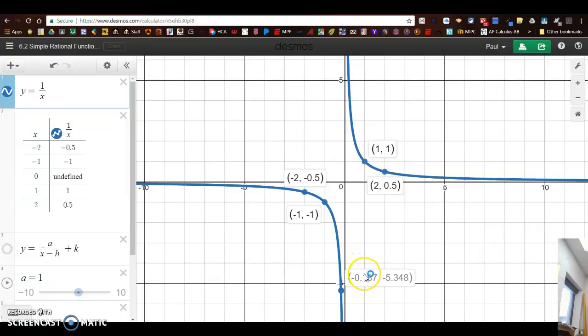So remember, I can't plug in 0, but I can plug in anything that's a little bit bigger than 0 or a little bit less than 0. And it will give me a really big positive output or a really big negative output. Okay. So I've got a vertical asymptote, like I mentioned, at x equals 0. And I have a horizontal asymptote at y equals 0. So I can't get 0 for an output. Okay. Keeping those ideas in mind.